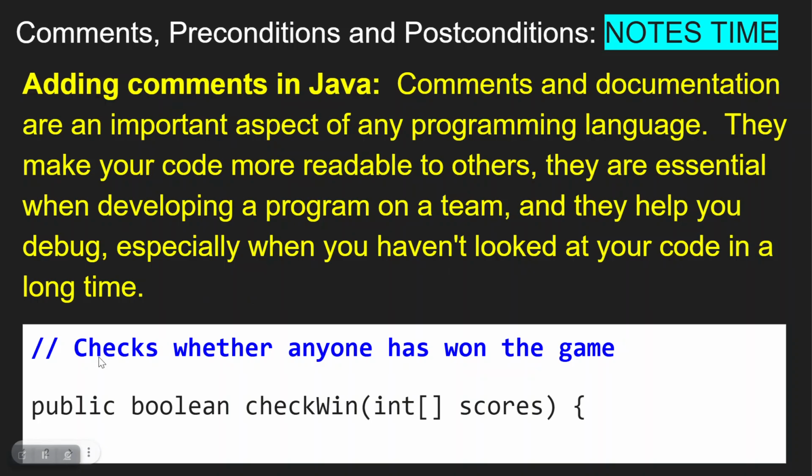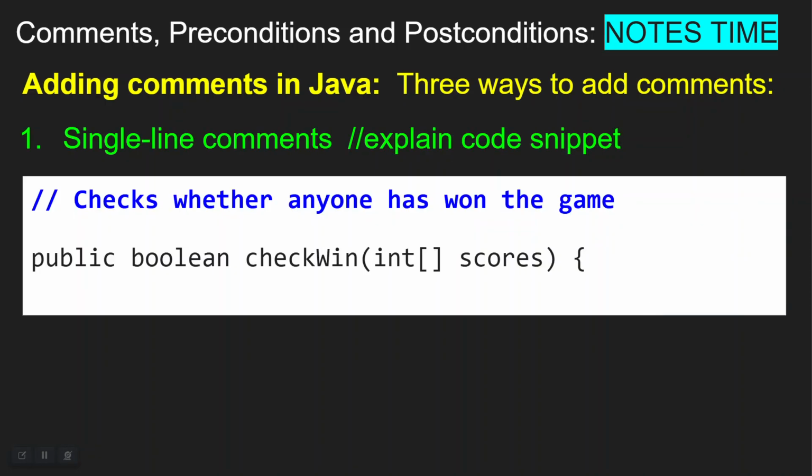So even just taking a quick second to add a single line comment like "checks whether anyone has won the game" right before you get to this method header called checkWin. These are the kinds of things that allow for an easier time for other people to look at your code, and for you to go back through your code. Comments and documentation are how you make that happen.